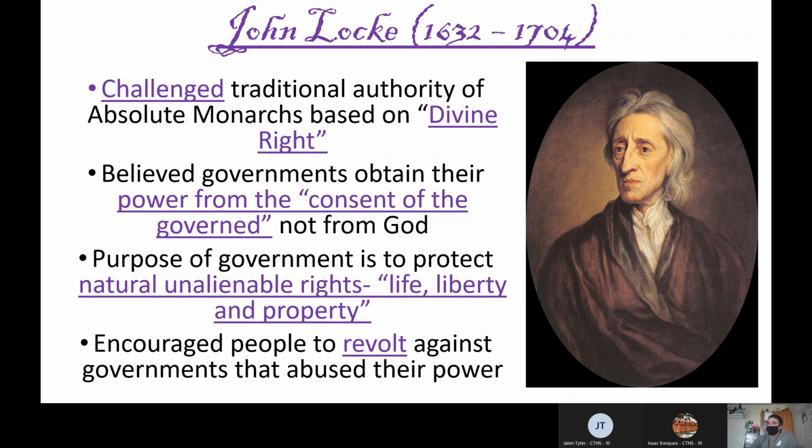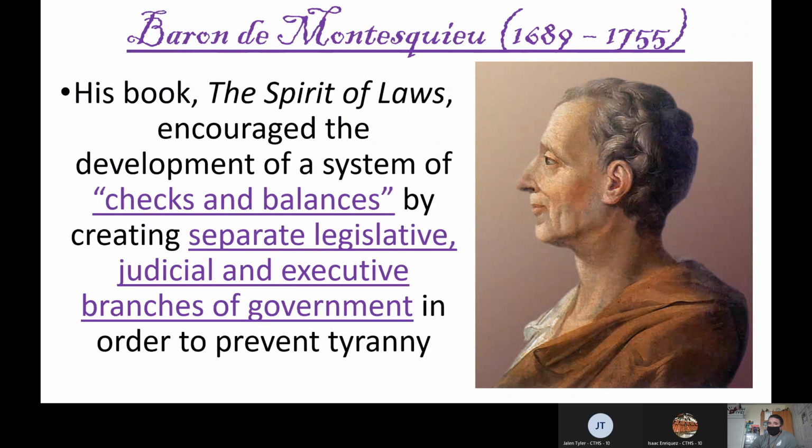Next, we go off to the Frenchman, the Baron de Montesquieu, who has a much longer name, but again, I don't remember it. 1689 to 1755. His book, The Spirit of Laws, encouraged the development of a system of checks and balances. Does that sound familiar? Yes. By creating separate legislative, judicial, and executive branches of government in order to prevent tyranny. Now, he's coming out of France that didn't have this. They had an absolute monarch. He's saying, when you've got someone that's got all the power in the world, that's going to corrupt them. That just makes sense.